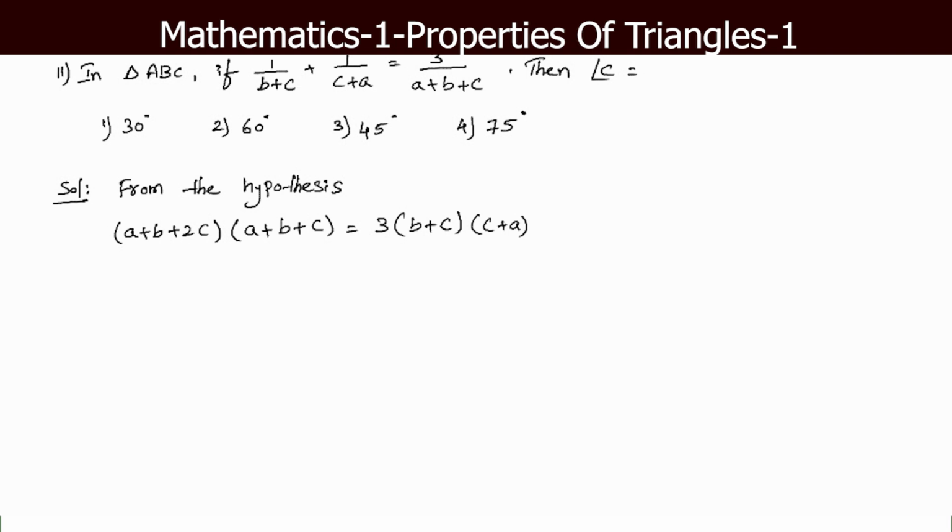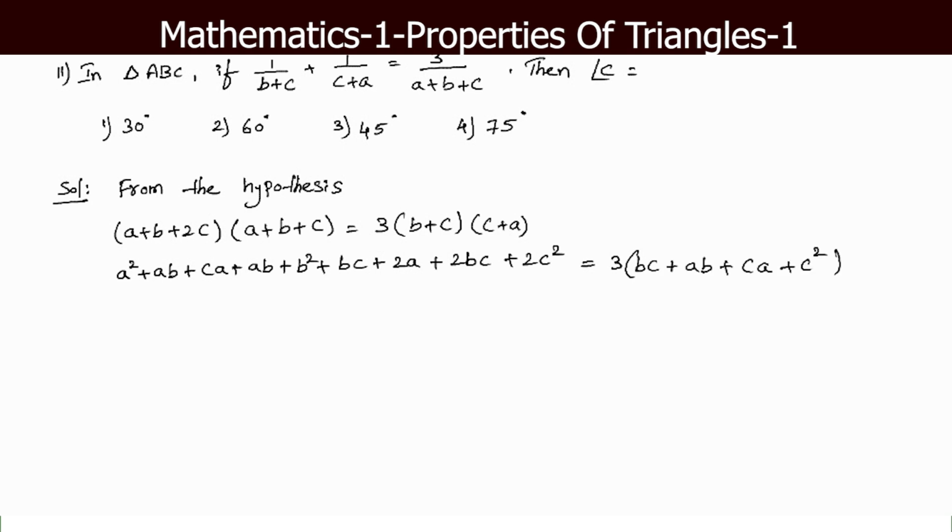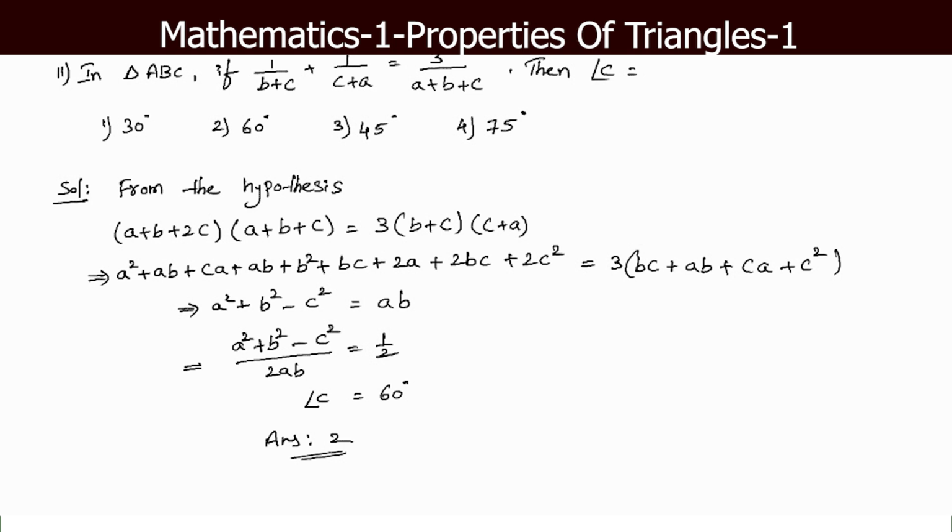That means cancelling the common terms and simplifying it, you will get A square plus B square minus C square is equal to AB. So (A square plus B square minus C square) by 2AB is equal to 1 by 2. But 1 by 2 means cos 60 degrees. So angle C is equal to 60 degrees. So the correct option is option number 2.